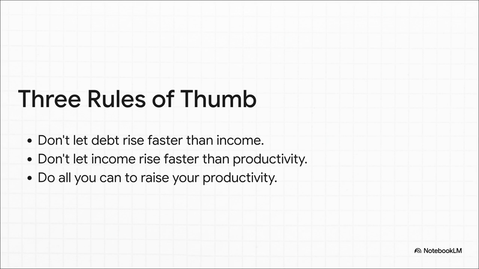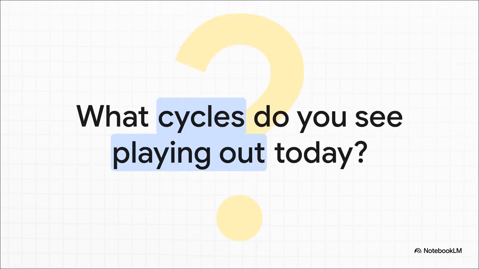And rule number 3, and this is maybe the most important one of all, do everything you can to raise your productivity. Because at the end of the day, that is the only thing that drives real, lasting improvements in our standard of living. So the real power of this model isn't just understanding the past. It's about giving you a template, a new lens to see what's happening in the present. You can start to see the gears turning behind the headlines. So I'll just leave you with this question. Looking at the world around you right now, what parts of this machine, what cycles do you see playing out?